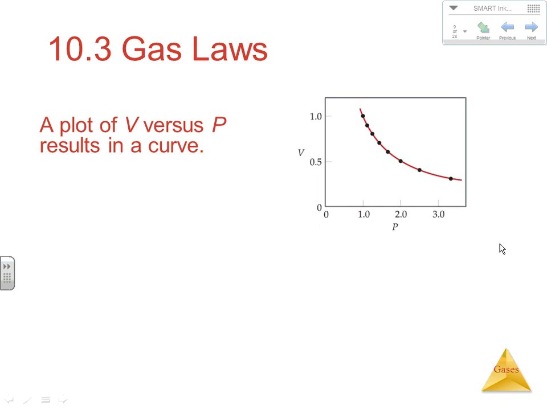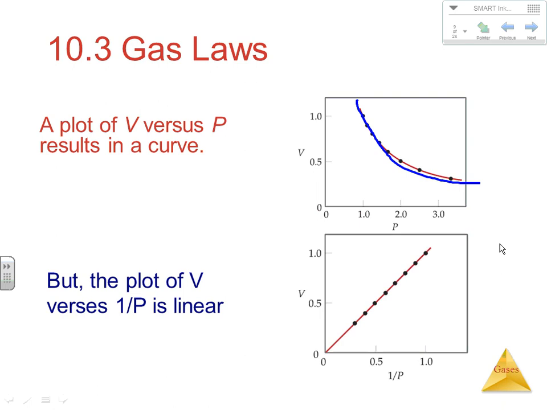Now, if we plot the volume of a gas versus its pressure, so we measure the volume of a gas at a given pressure, then we change the pressure and find the new volume, and change the pressure again and find the new volume, we're going to get a graph that looks like this. If we measure volume versus pressure, we get a curved line. But if we measure the volume versus the inverse of the pressure, now we get this nice, beautiful linear line that goes through the origin at exactly 0, 0. So at 0 volume, we'd have 0 inverse pressure.